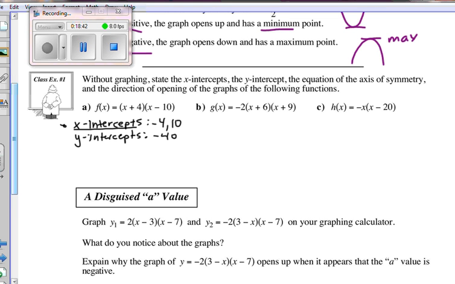What else do they want us to find? Axis of symmetry. How do we get the axis of symmetry? The average of our x-intercepts. So -4 plus 10 divided by 2. So, well, -4 plus 10 is 6. 6 divided by 2 is 3. How would you write that, the axis of symmetry? X equals 3.